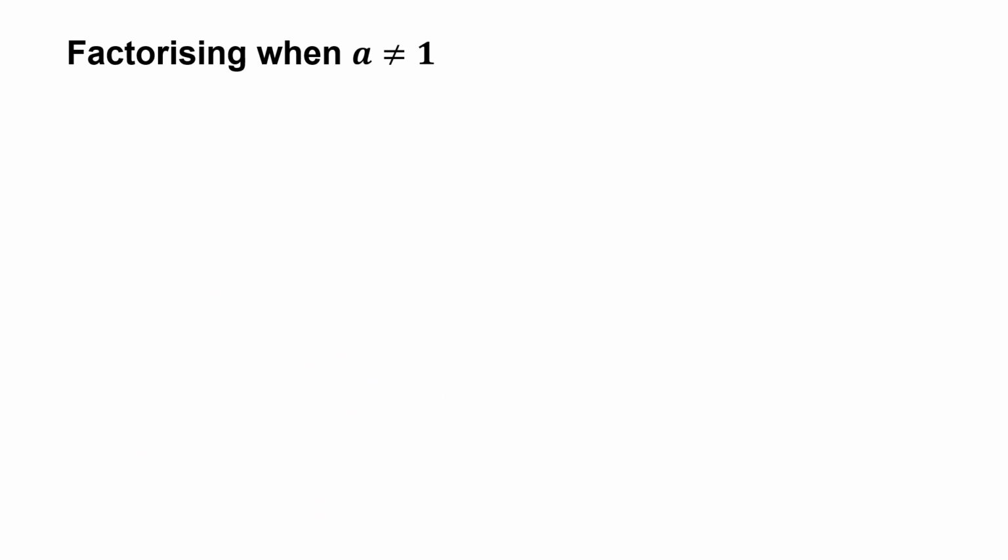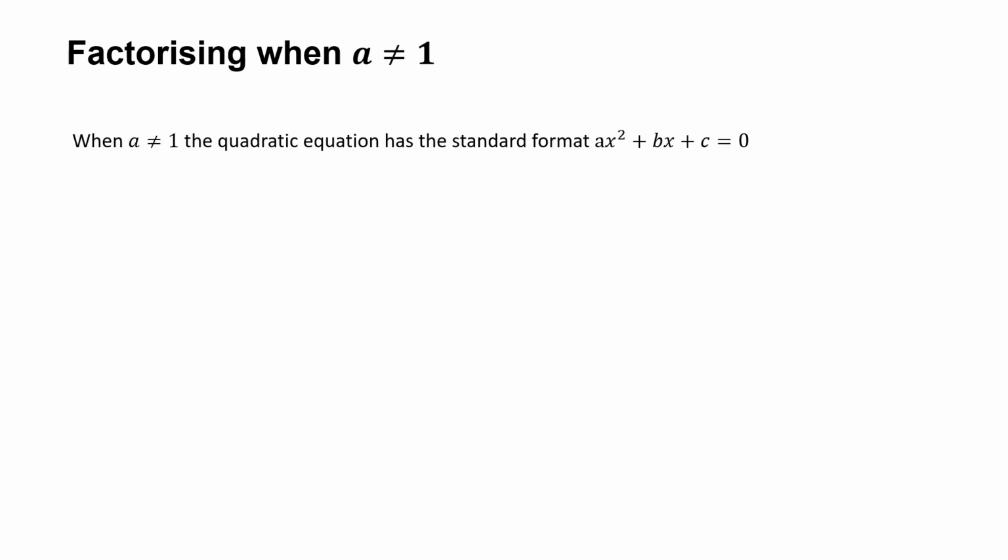So the next situation we need to look at is the case when a is not equal to 1. So when a is not equal to 1, our equation can't be simplified beyond ax squared plus bx plus c equals 0. What is the method for dealing with this?